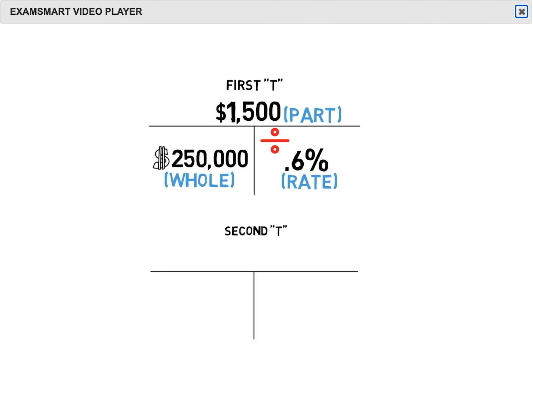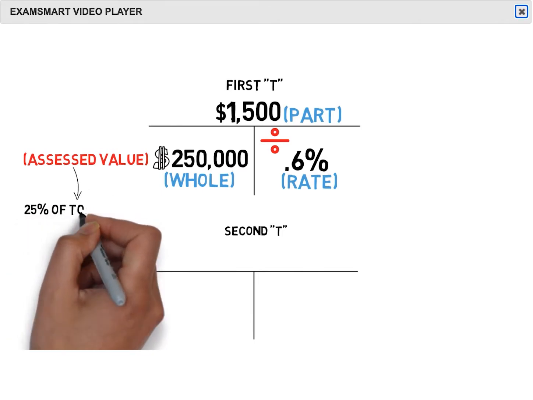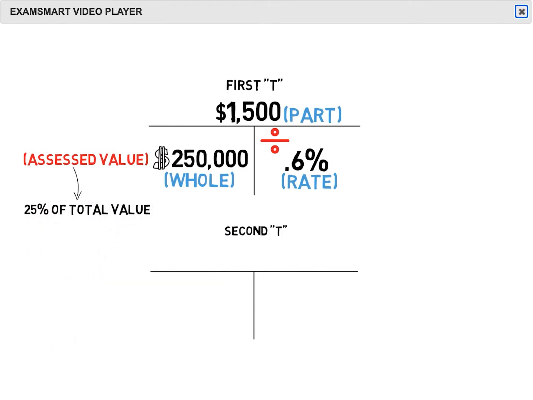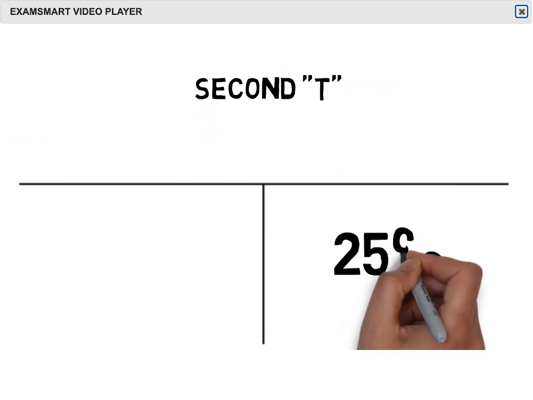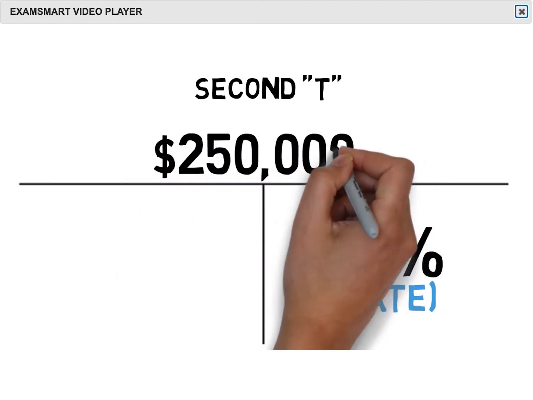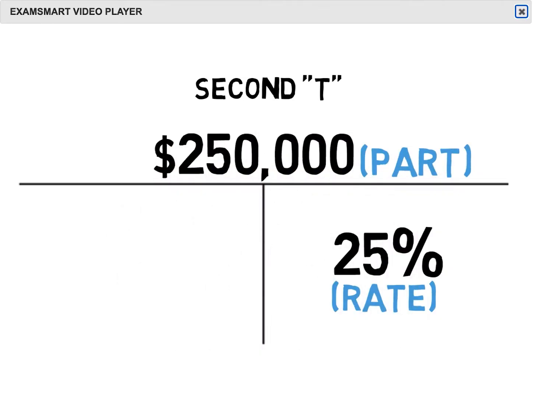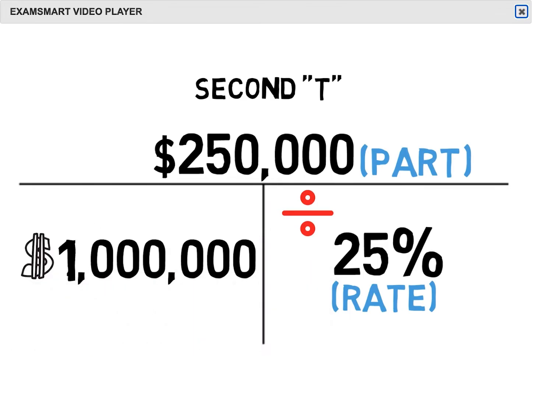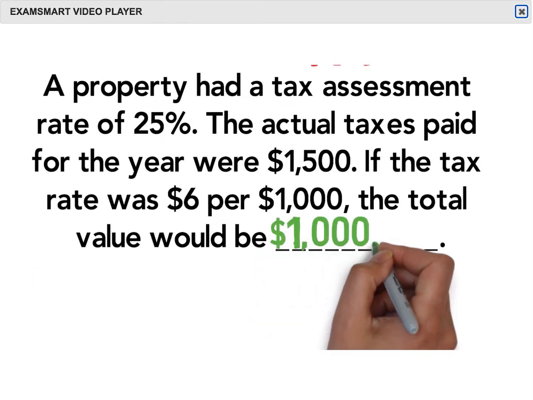All we have so far is the assessed value. The assessed value represents 25% of the total value. So in our second T, 25% goes in the bottom right. The assessed value of $250,000 would be the smaller number. It goes up on top for the part, which now we know to divide the top number divided by the bottom number. So we would take $250,000 and divide by 25%. That gives us the total market value of $1 million. $1 million would be our answer.